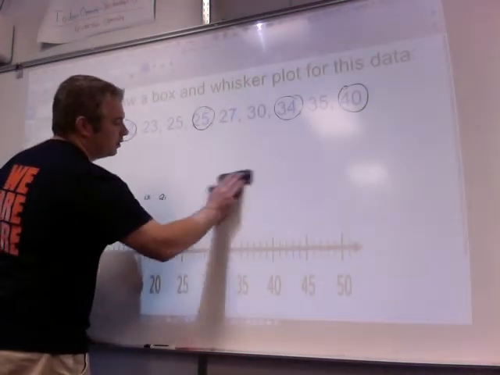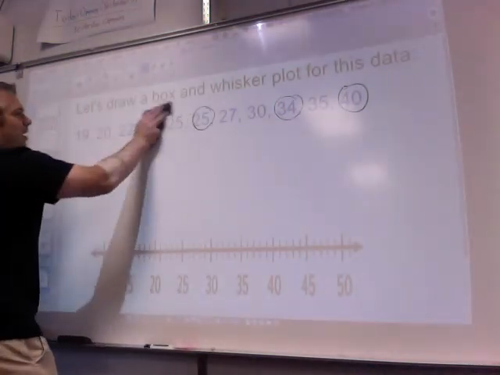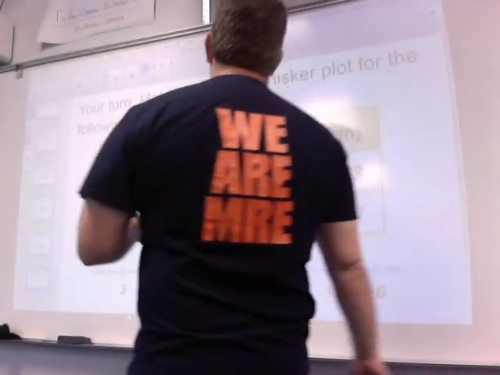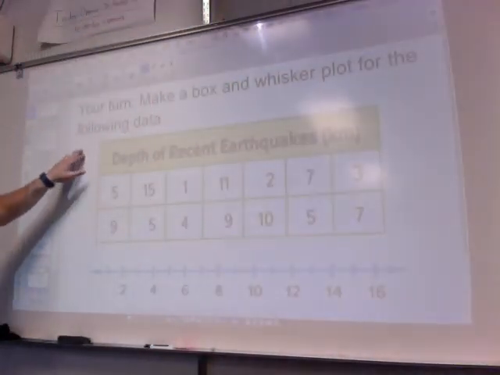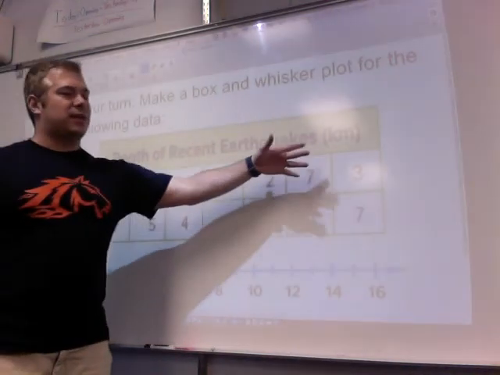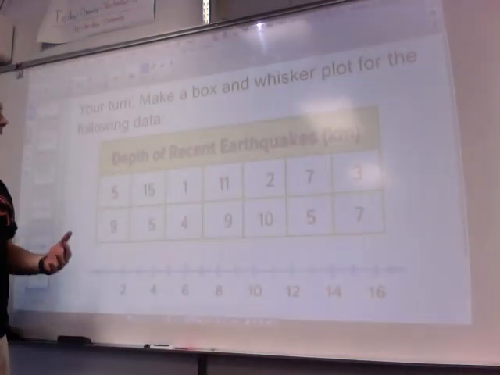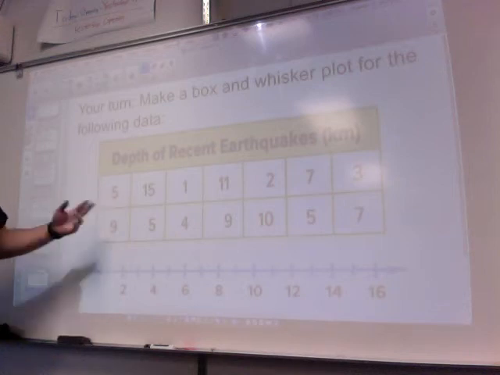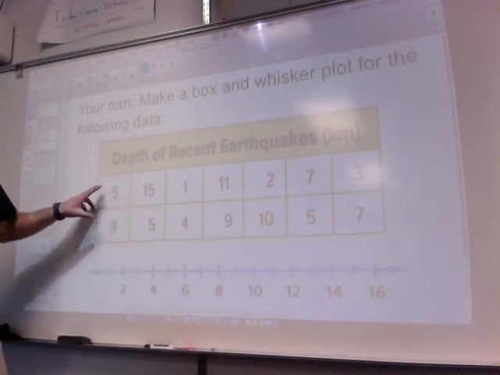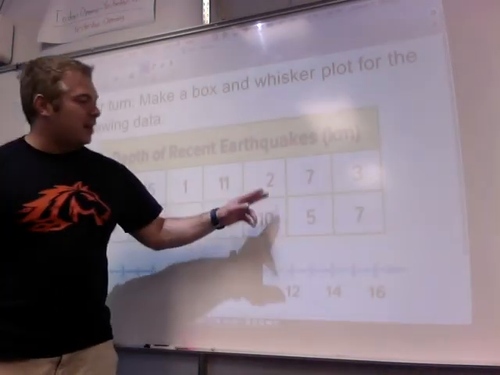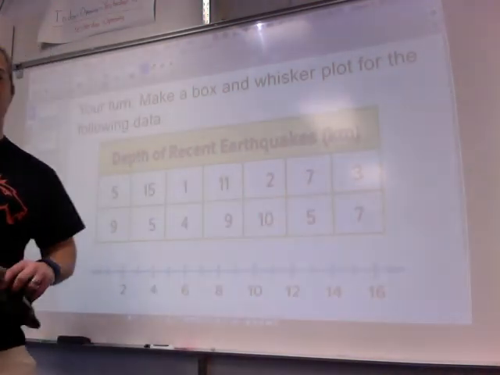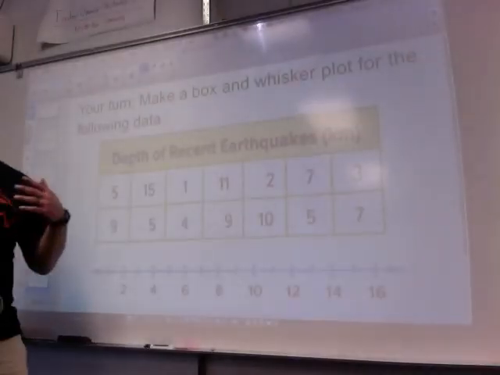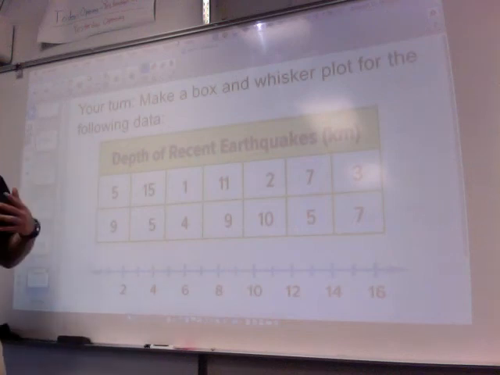And not too bad. It's fun, I'd say. It's kind of cute making a box and whisker plot. So that's your job right now. You have to make a box and whisker plot for the following data. Depth of recent earthquakes, kilometers. Okay, so there's earthquakes somewhere, and one of them only affected 5 kilometers deep. Another one was 9 kilometers. But you have 1, 2, 3, 4, 5, 6, 7, 8, 9, 10, 11, 12, 13, 14. You have 14 pieces of data, so that means your median will fall in the middle of 2 numbers.